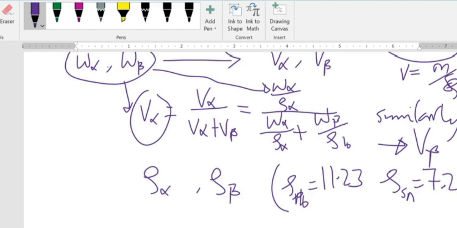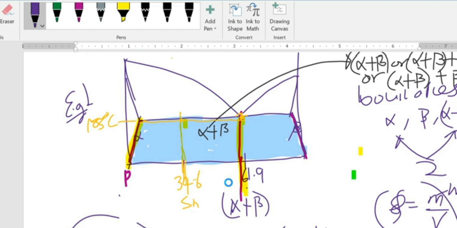So can we go directly and substitute? What is density of alpha? Is it the same thing as density of lead? Or is density of tin also the same thing as density of beta? Remember, density of lead is exactly here at this point, and density of tin is exactly at the right hand side of the y-axis. But remember, our alloys are not at the axis.